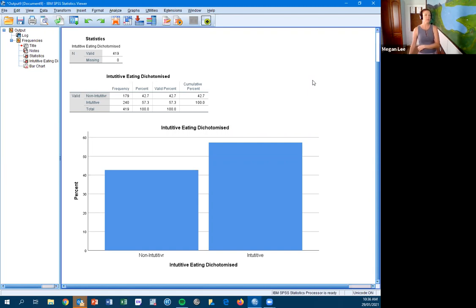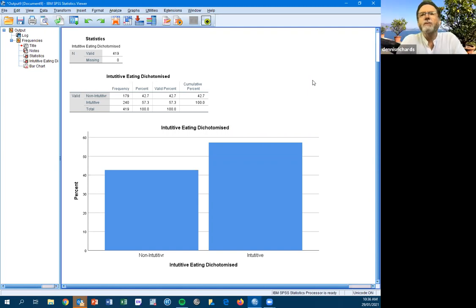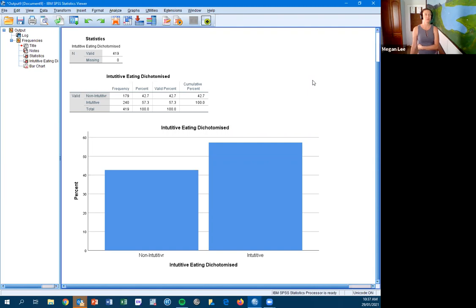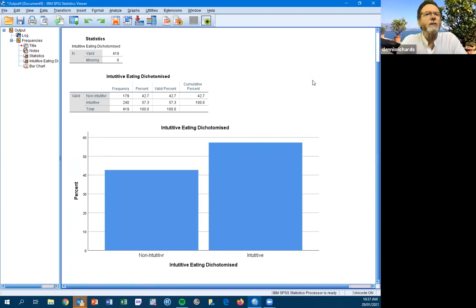So what does this tell us? What percentage of women are intuitive eaters in our data set? 56.7. And how many are dieting or restricting food? 43. That's quite concerning.